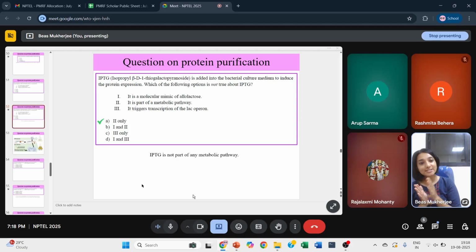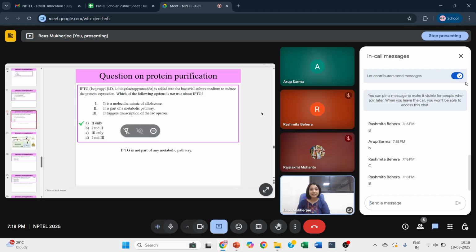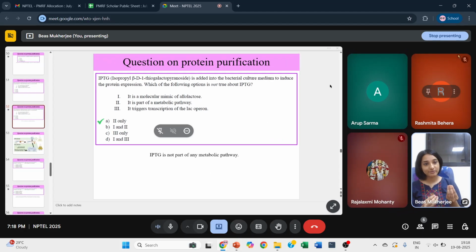IPTG is a molecular mimic of allolactose, and IPTG triggers the transcription of the lac operon, because only when IPTG is added, your repressor cannot come and bind to the operator anymore. That is why the polymerase enzyme comes and sits on the promoter site, and then the transcription of the downstream genes begins. So it triggers transcription of the lac operon. That is correct. But it is a part of a metabolic pathway, that is not correct, because IPTG is not metabolizable.